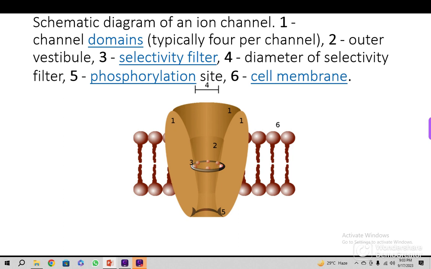This is the main concept actually. The thing is this, people do not know this. There are domains, and then the outer vestibule, selectivity filter, diameter, and phosphorylation. Then the cell membrane will definitely depolarize after the outflow. The resting membrane potential occurs. If a flux of calcium occurs, then an action potential will develop. So I repeated it two times, that's why. If you can understand what I am saying.